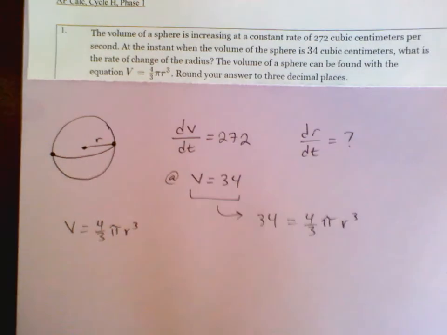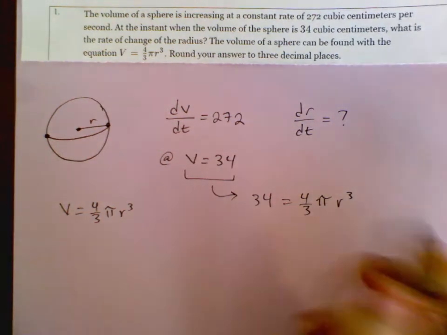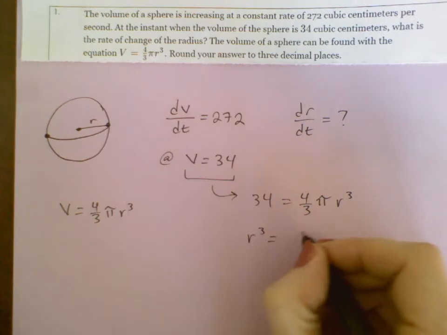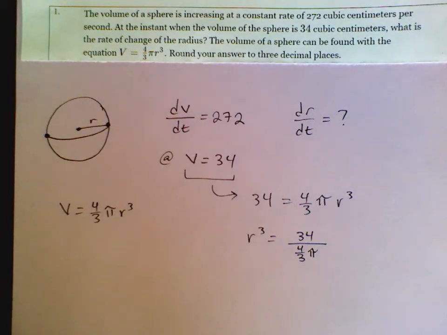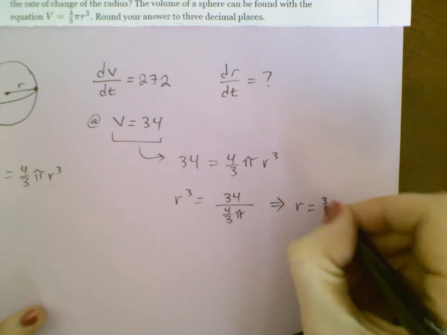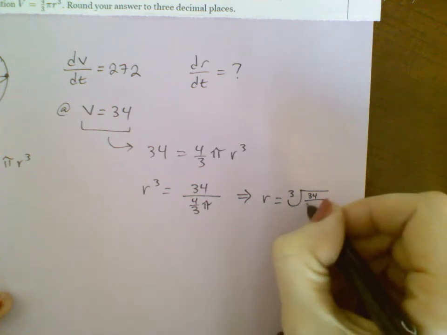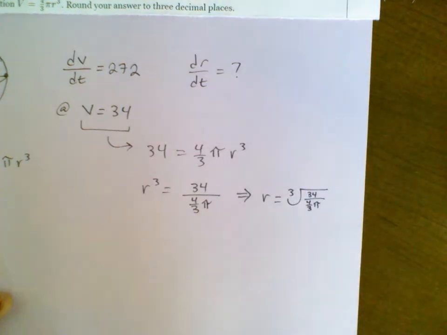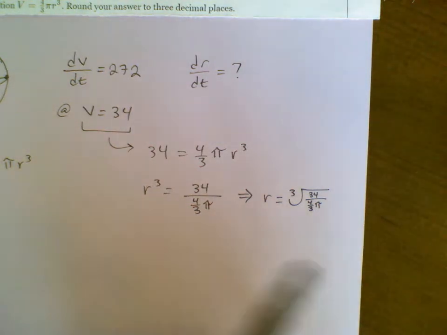But so at V equals 34, we can go 34 equals 4/3 pi r cubed. Okay, so I'm going to just divide both sides by this, and then I'll have r cubed equals 34 over 4/3 pi. And then to get r, you would take the cubed root. So r is the cubed root of 34 over 4/3 pi. And I guess I'll just leave it like that. You could get a decimal and store it in your calculator. Maybe we should. I'll just leave it like that. Okay, so that's what r is.